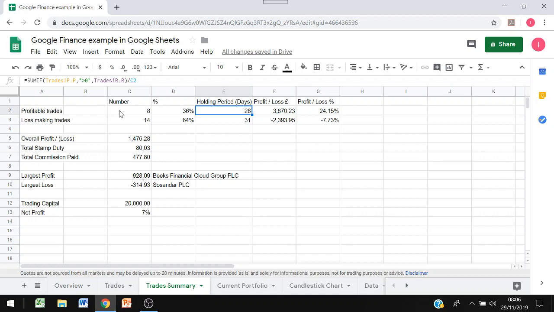Yeah, it's actually kind of round the wrong way. The loss-making trades should have a short holding period, and the profitable trades should have a longer holding period. These were actually more swing trades based on momentum.